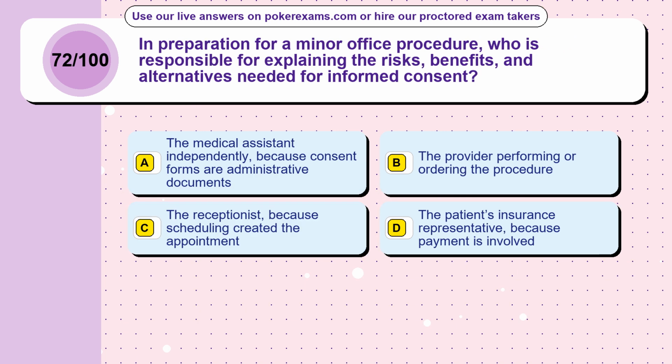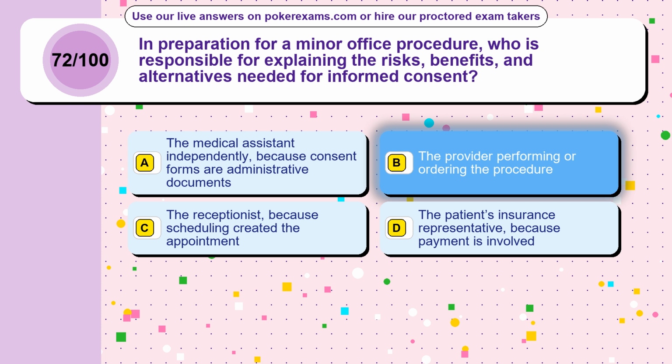Question 72. In preparation for a minor office procedure, who is responsible for explaining the risks, benefits, and alternatives needed for informed consent? Option A. The medical assistant independently, because consent forms are administrative documents. Option B. The provider performing or ordering the procedure. Option C. The receptionist, because scheduling created the appointment. Option D. The patient's insurance representative, because payment is involved.